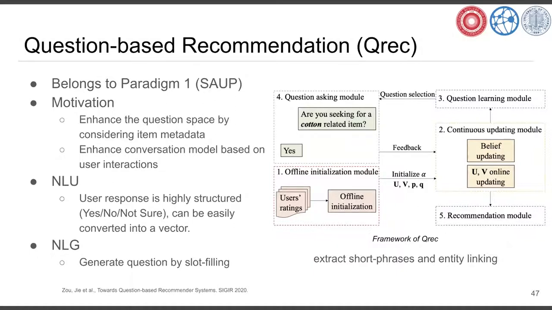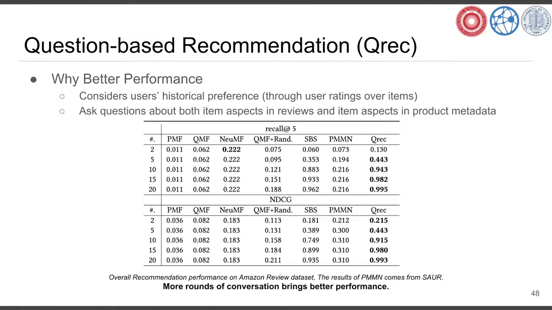And for the natural language generation part, it's using a predefined template so that it will generate the questions by slot filling. Since this work uses the user ratings over the items and can also ask questions about the item attributes, compared to the personalized multi-memory network, the performance is improved. And you can see that as the rounds increase, the performance also grows, which makes sense, because more rounds of conversation bring better performance.